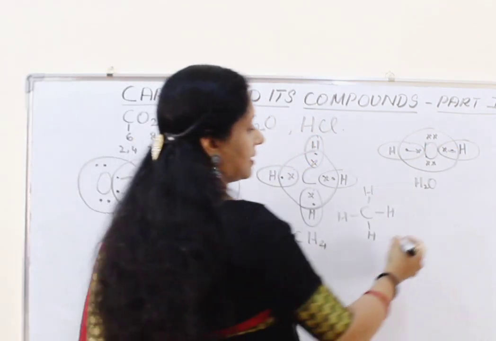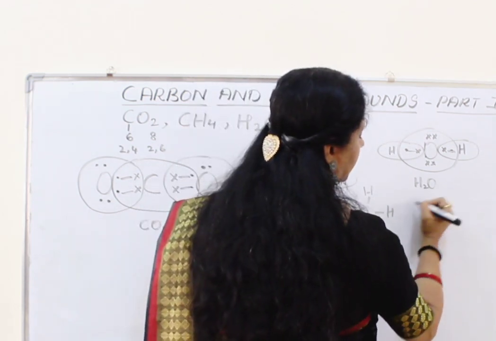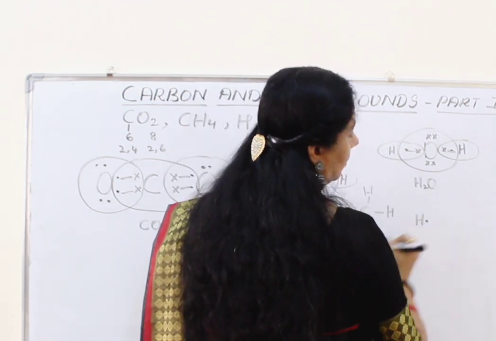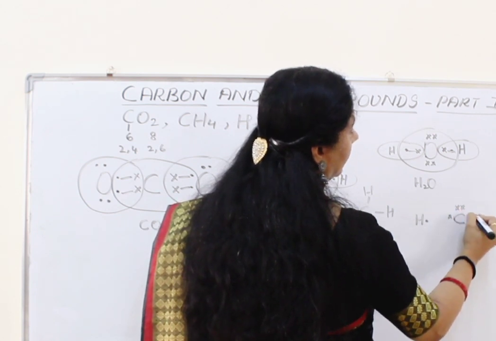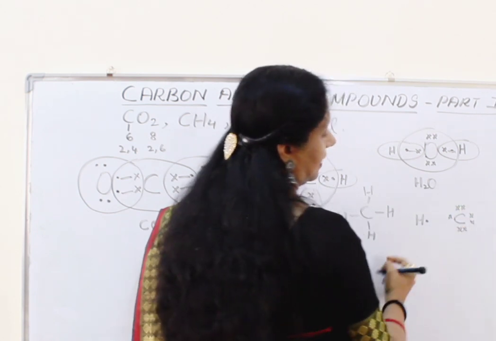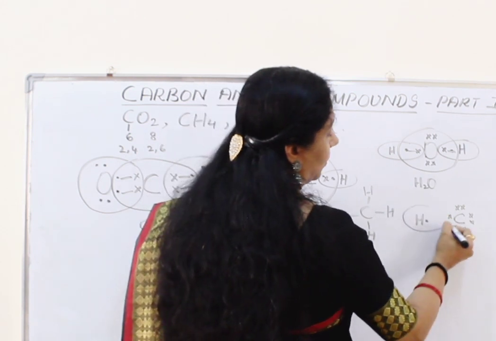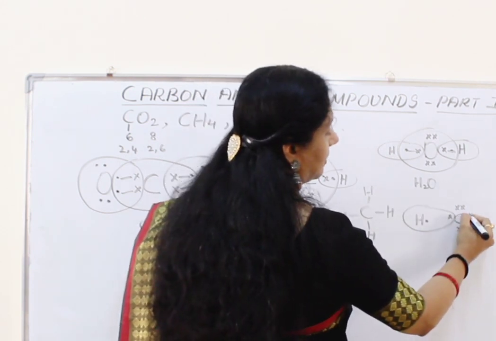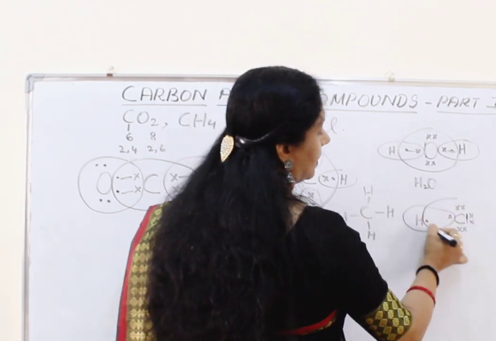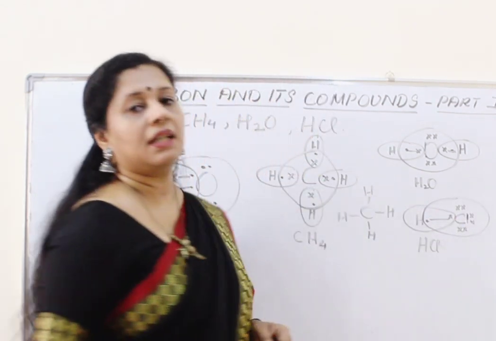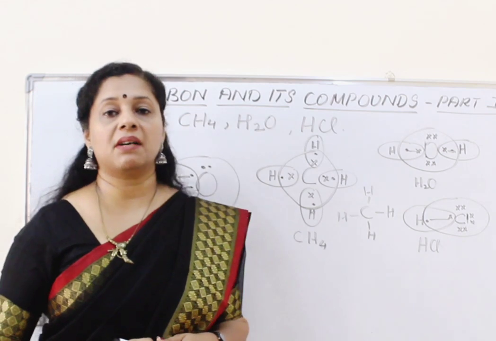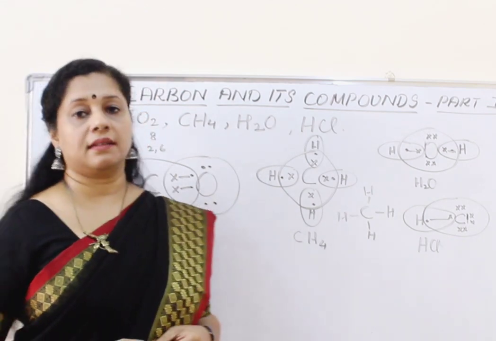Last, hydrochloric acid we will see, HCl. Hydrogen has got 1 in the outermost shell. Chlorine has got 1, 2, 3, 4, 5, 6, 7. So hydrogen will take 1 from chlorine, and chlorine will also take 1 from here. So both of them are happy, HCl. So these are the heteroatomic compounds formed by covalent bonding.